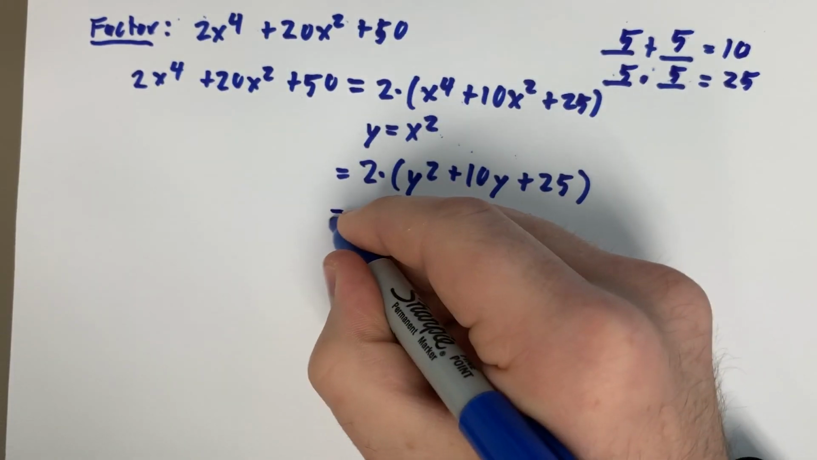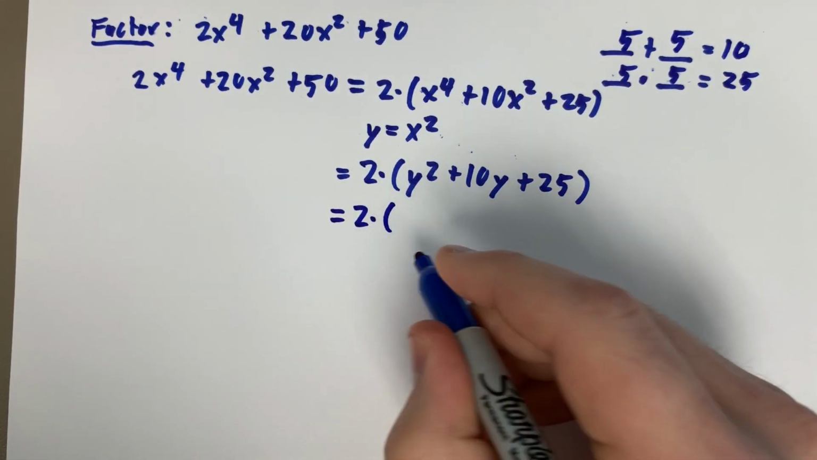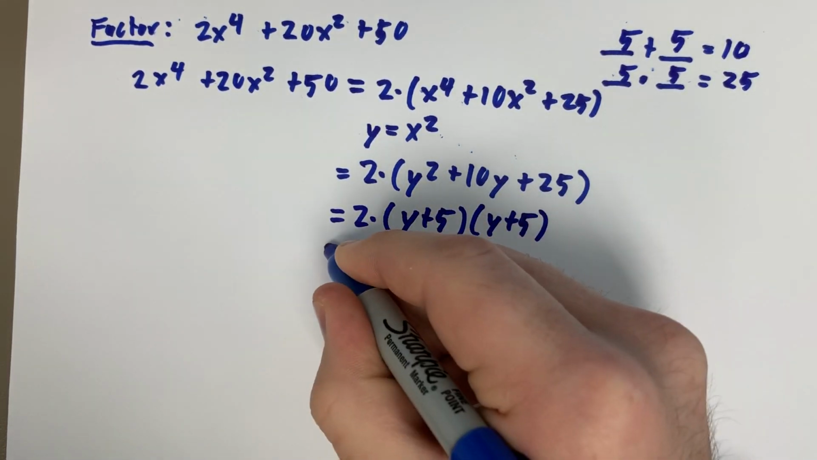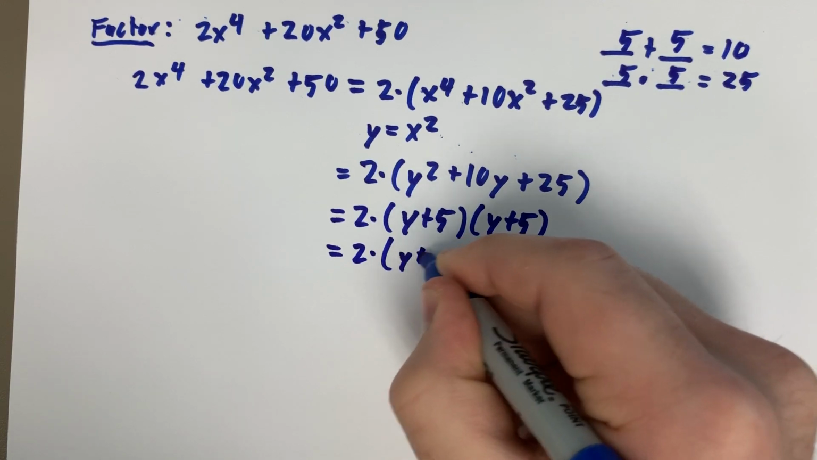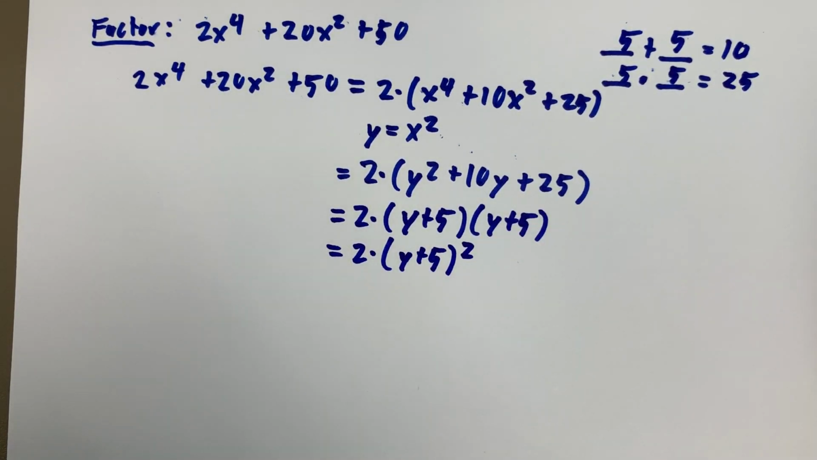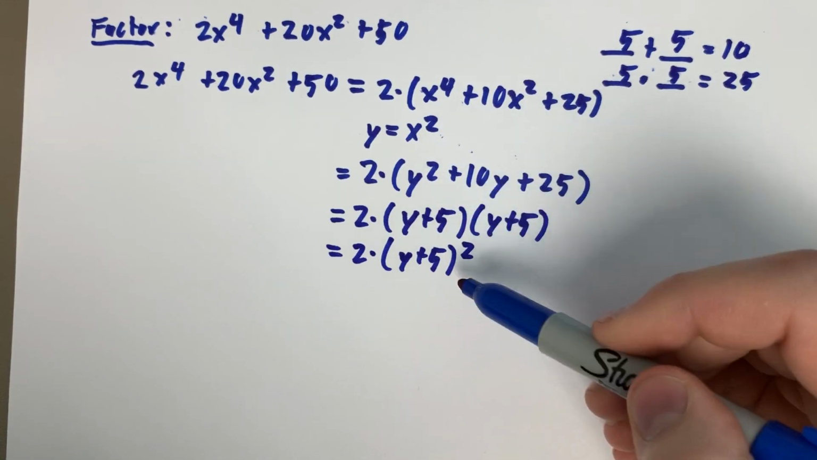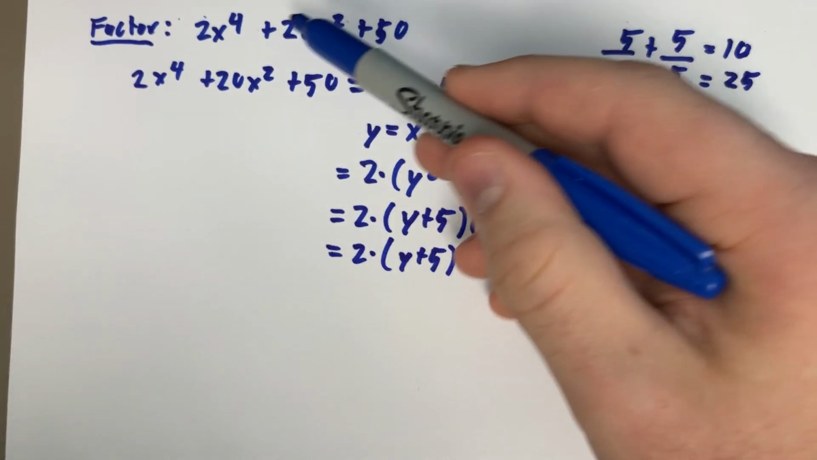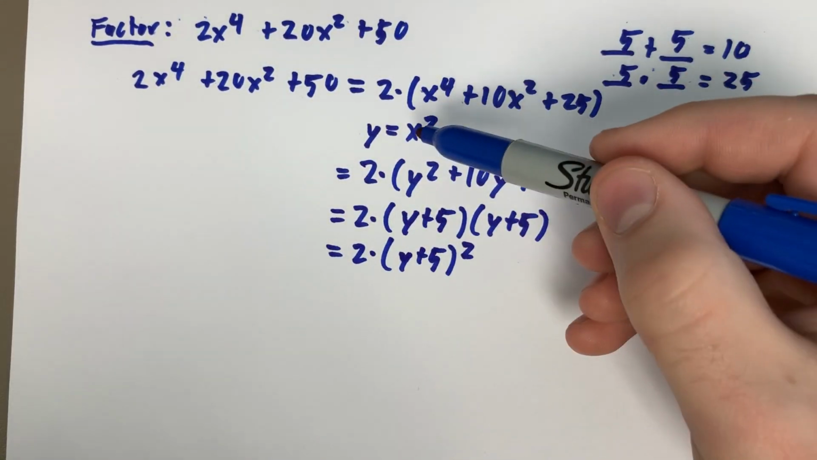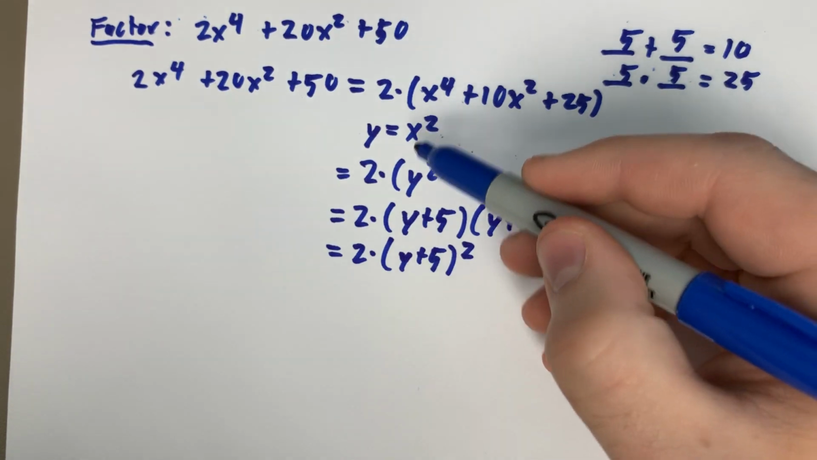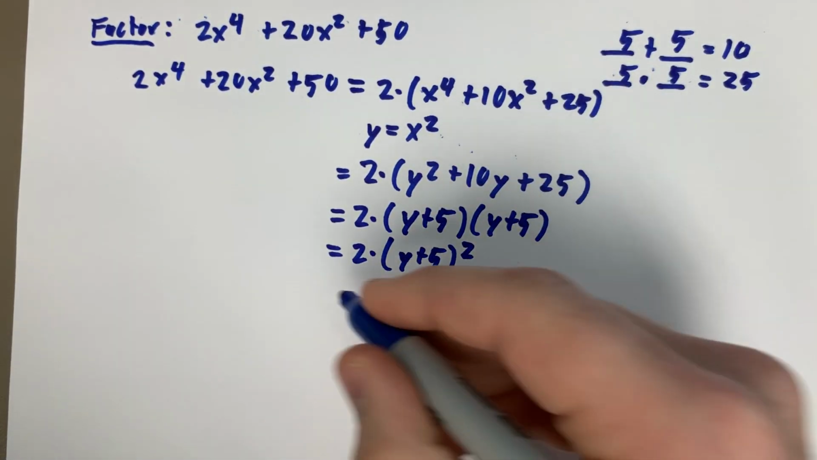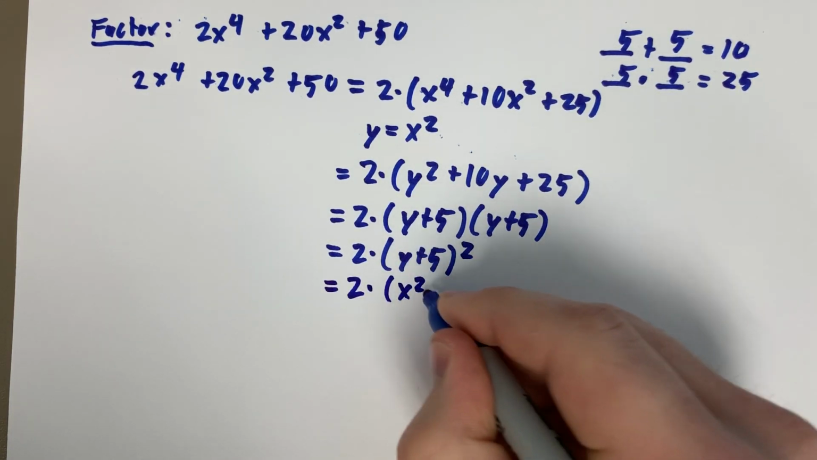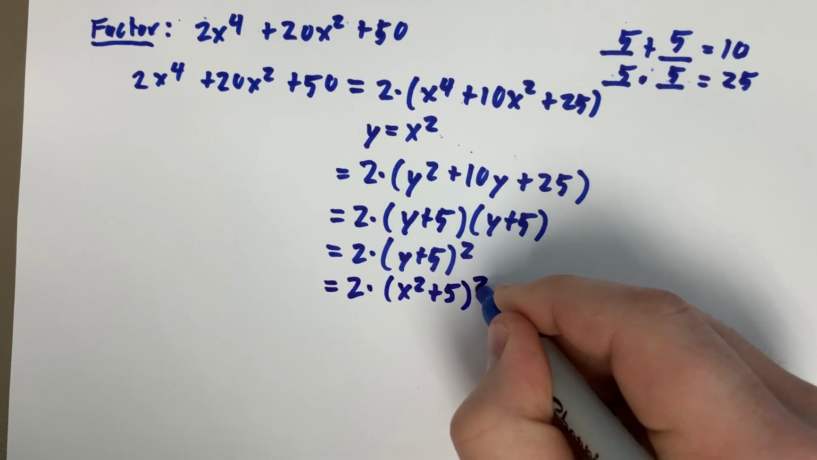And so we can factor it as follows: 2 times y plus 5 times y plus 5. Or if you like, this is going to be 2 times quantity y plus 5 squared. Okay, so now I have this completely factored in terms of y. However, I wanted this factored in terms of x, because this expression is in x. So I have to resubstitute. Every place I see y, I'm going to replace it with x squared. So this gives us 2 times the quantity x squared plus 5 quantity squared.